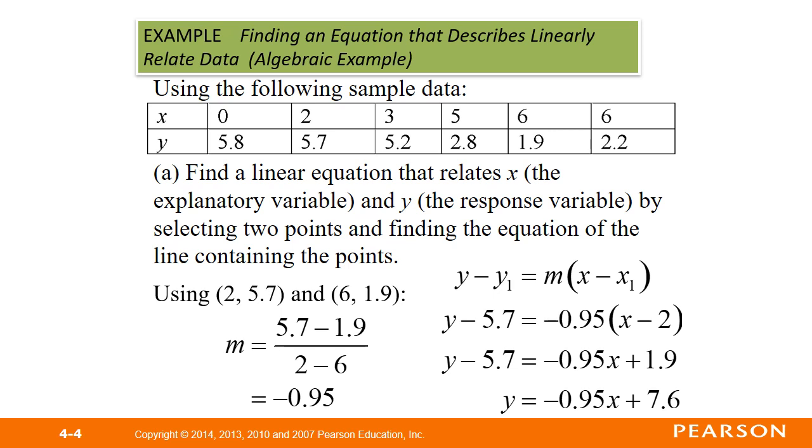I don't know if you remember that, where we have the slope times x plus this 7.6, which is called the y-intercept. So this one, negative 0.95, that number is called the slope, and it's the average rate of change for every increase of x. And then this second number, 7.6, is the y-intercept. So when x is equal to 0, y is equal to 7.6.